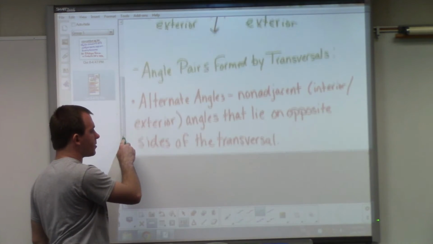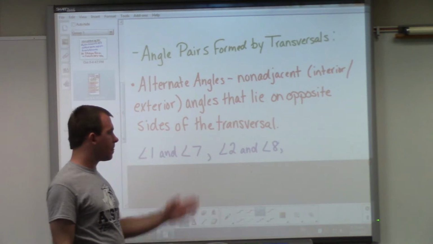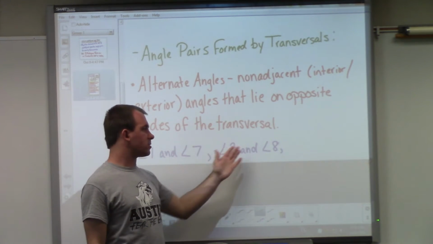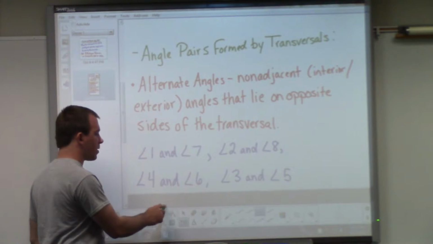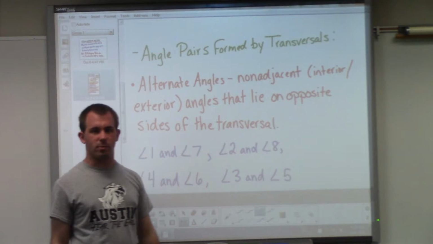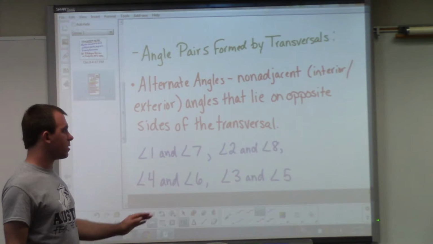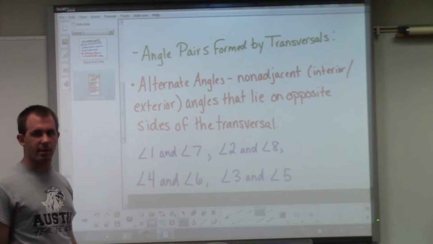So all of our alternate angles: angle 1 and angle 7, which were exterior. Angle 2 and angle 8, which were exterior. Angle 4 and angle 6, which were interior. And angle 3 and angle 5, which were interior. So those are all of our alternate angles, interior and exterior.